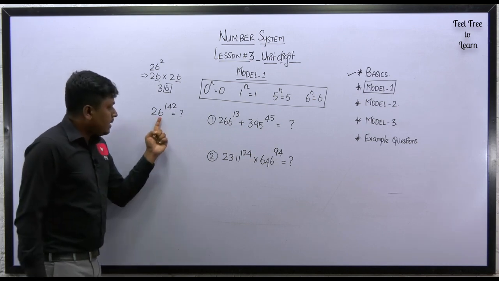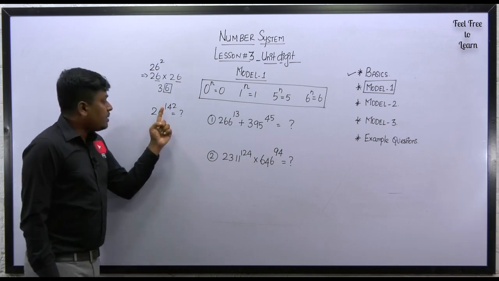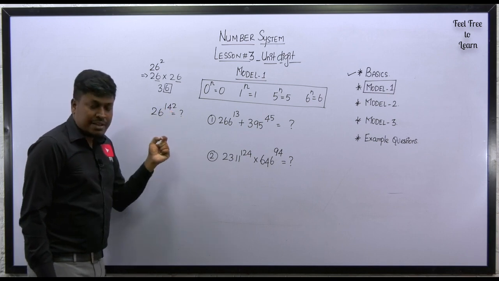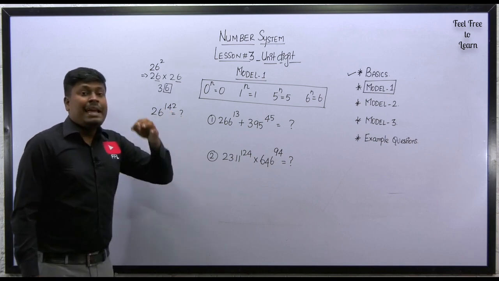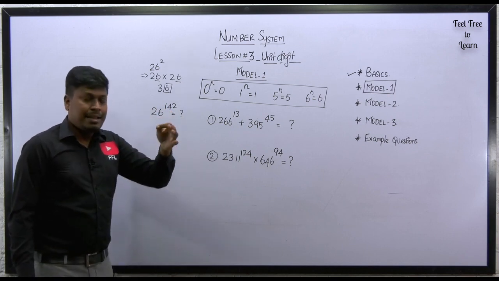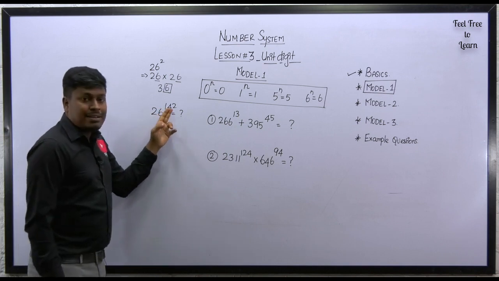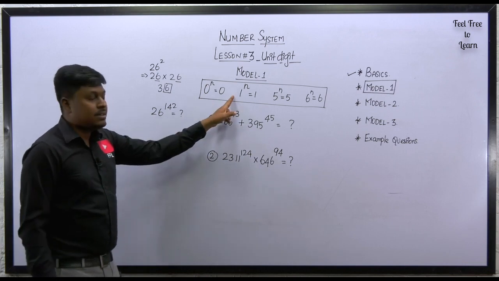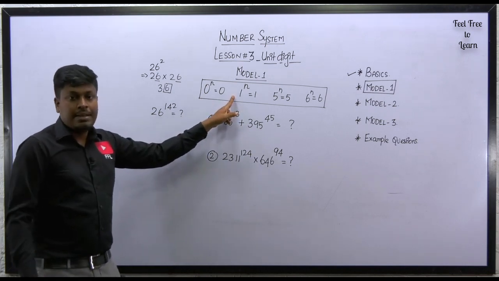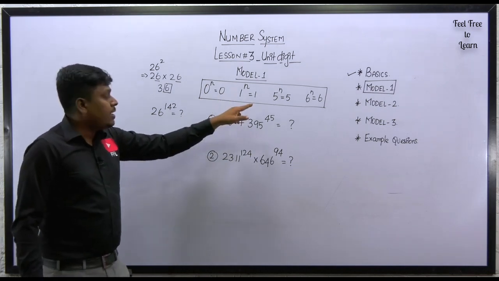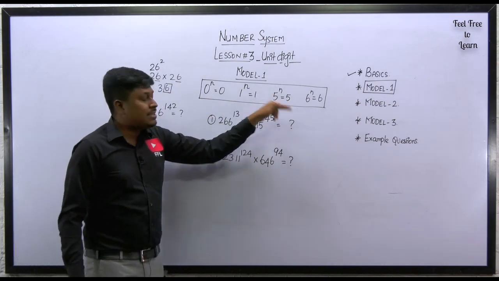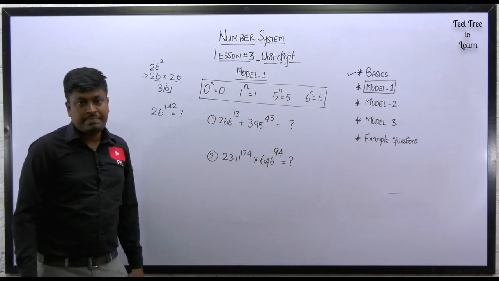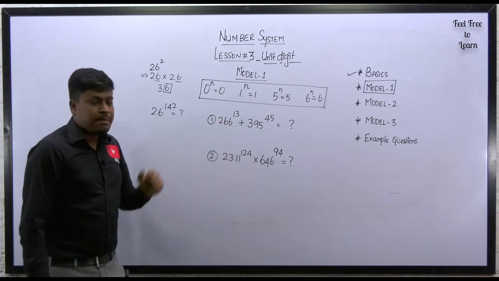Just see here, the last digit is 6 and the power is 142. Just now we have learned 6 power anything, 6 power n, any number, the resultant last digit will be 6. So that's the reason we have learned in this model number 1. We are going to learn 1 power anything is 1, 5 power anything is 5, 6 power any number will be 6. So here I have written some example questions.